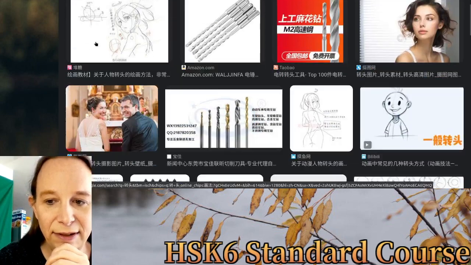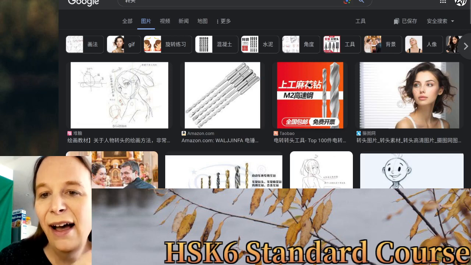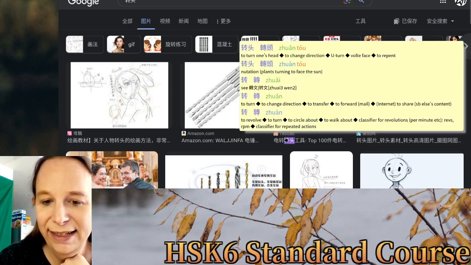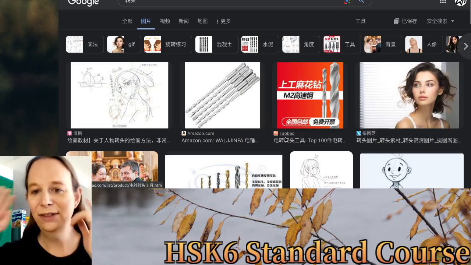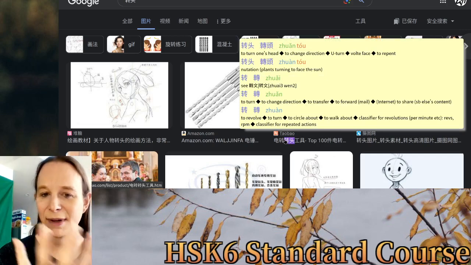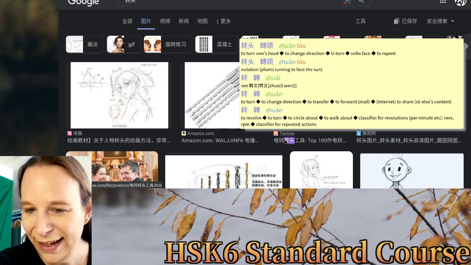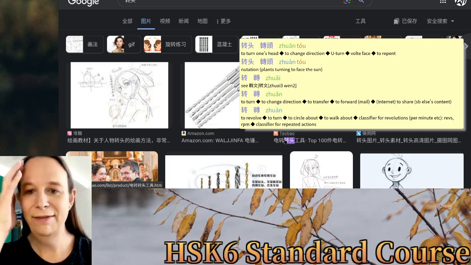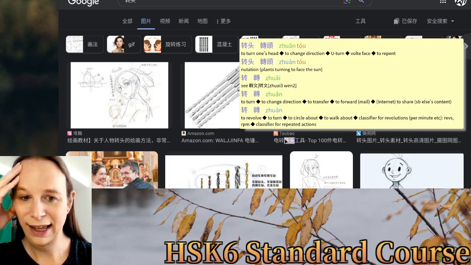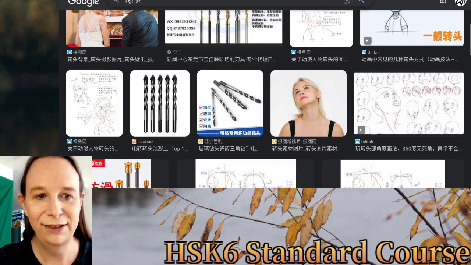转头, I think it's the same as well, to just turn your head. Oh, maybe it has another meaning here. Yeah, 转头. So this is like a drill bit, is it? Okay, 转头. Literally to turn one's head, to change direction, yeah, more figurative. And then U-turn. This is like, I don't know, to have a change in your life values and so on, to repent. But I think mostly it's literal.